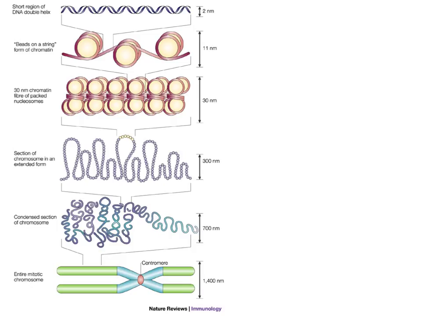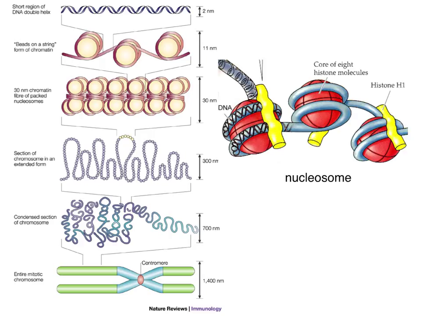And do you remember what I just said a nucleosome was? It's when you've got DNA wrapped around 8 histones, 8 proteins. So here you can see a typical structure of a nucleosome: DNA wrapped around 8 histones.